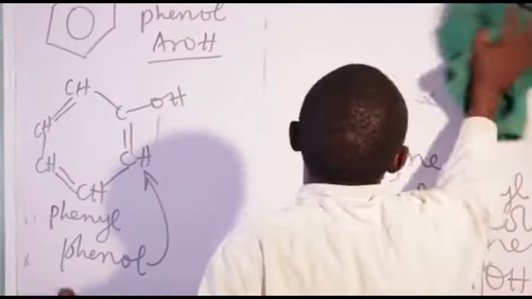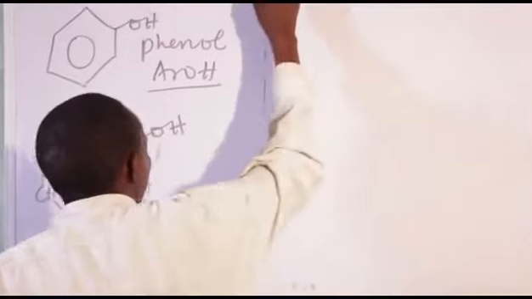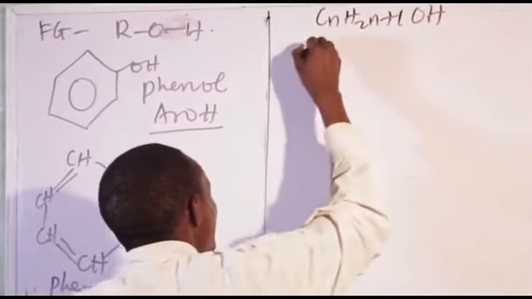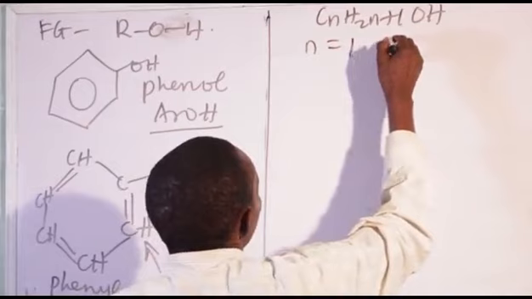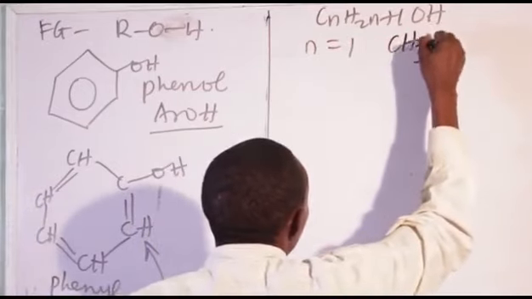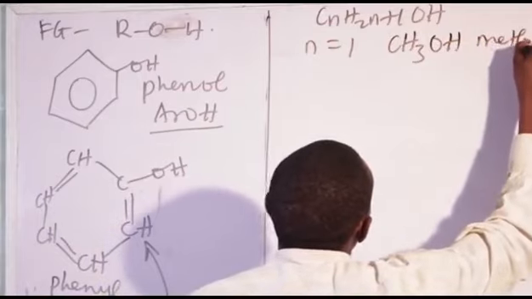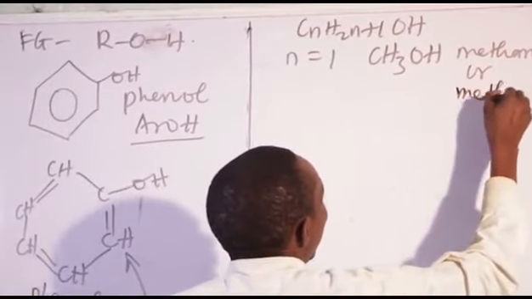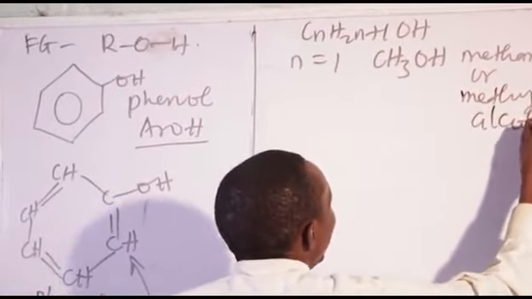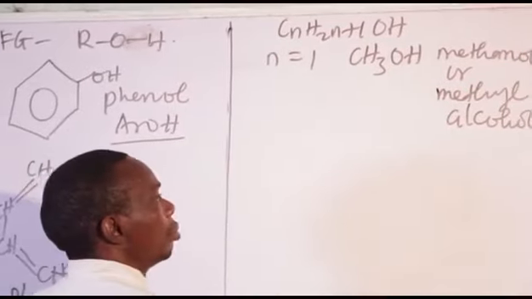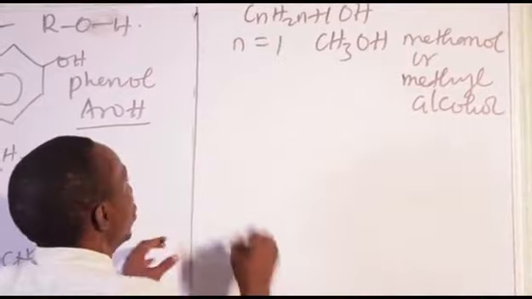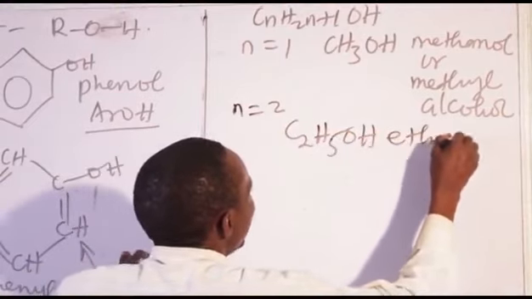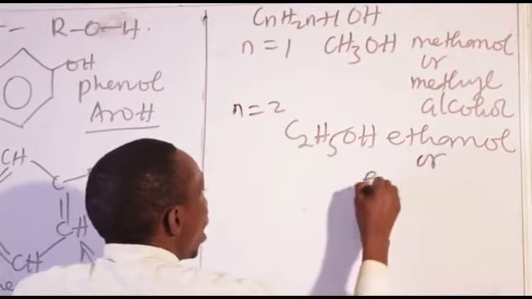Now, some of the members which I want you to know about alkanols, look at it. From our general formula CnH2n+1OH, when n equals 1, we have CH3, our methyl, with OH. I call this one methanol. Some also call it methyl alcohol, our methylated spirit. That's where you get it. When n equals 2, I have C2H5OH. This is our ethanol or ethyl alcohol.